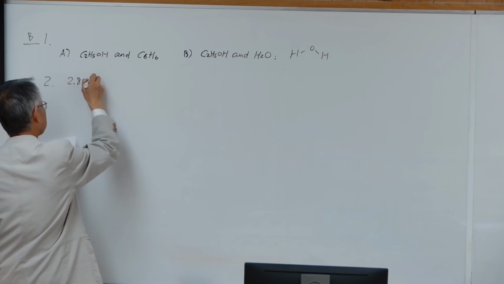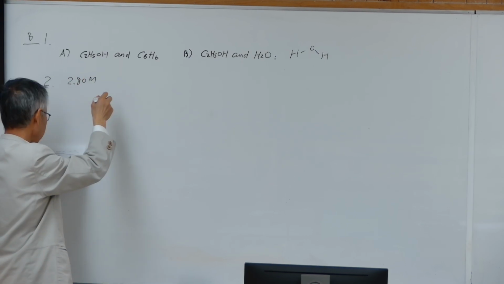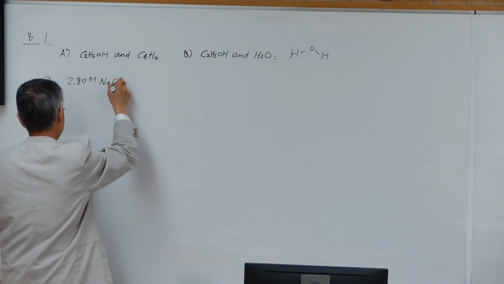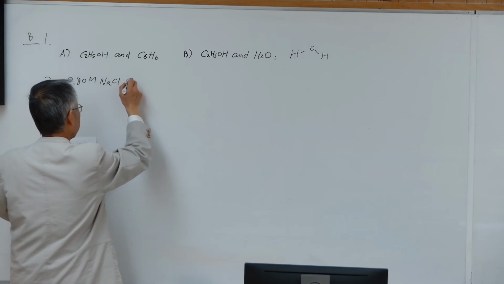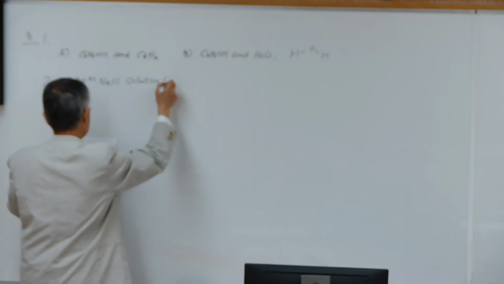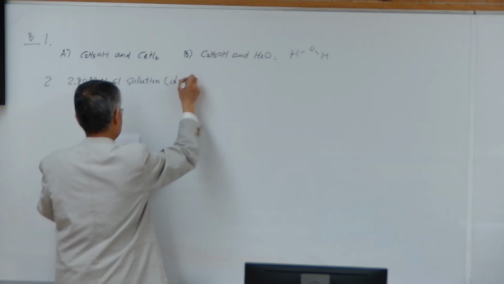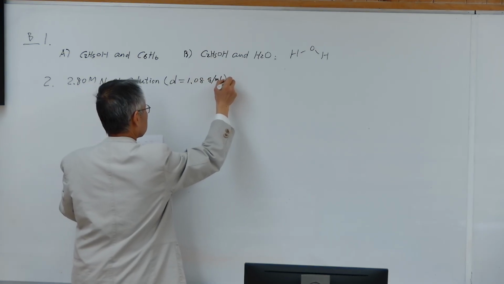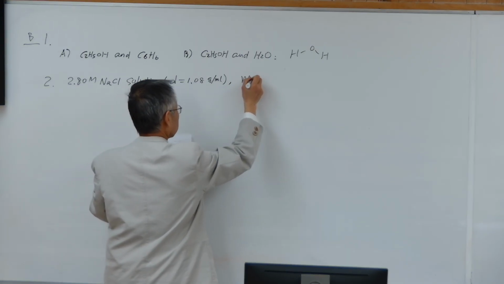So question two asks you to calculate the molality of a 2.8 M. This is molarity. Capitalized M is molarity. 2.8 M NaCl solution, and it tells you the density is 1.08 gram per milliliter. It asks you to calculate molality.